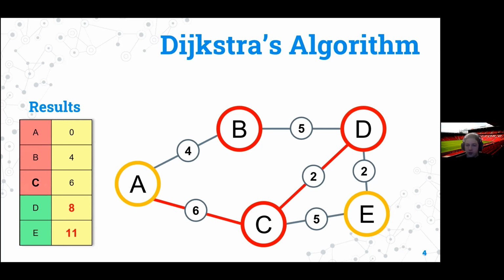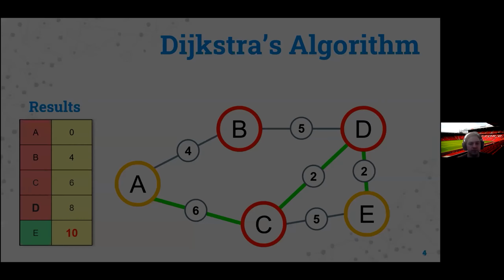What new information can we get from there? From D, we can't go back to B because, well, we can, but it's going to be a higher number. So we can go to E now for 10. So we found a route that goes from A to C to D to E, and that's going to be our final route to E. So Dijkstra's algorithm always gives us the shortest route. It always works. But let's see what problems we might have with it.